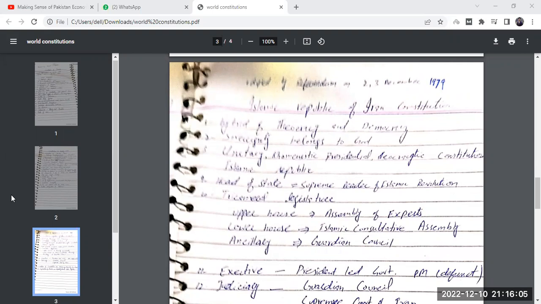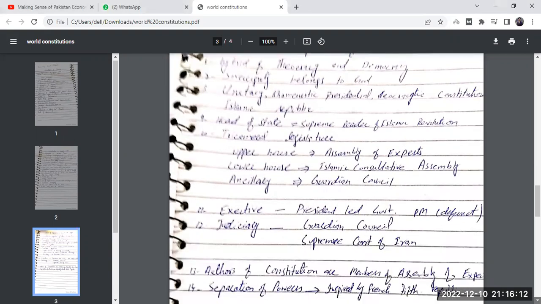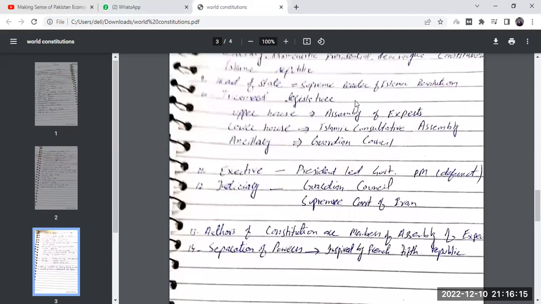Next, it is a tricameral legislature. This is a unique concept. We have studied unicameral and bicameral legislation, but in Iran there is a tricameral legislation. Tricameral means an upper house, which is the Assembly of Experts, as we have the Senate; a lower house, the Islamic Consultative Assembly, as we have the National Assembly; and a third house, which is ancillary. Ancillary means the Guardian Council for the revolution. If there is anything against the Iranian revolution, then this ancillary will be active.